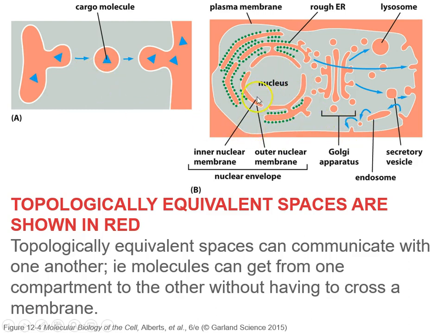Here's the nucleus and the endoplasmic reticulum, and then this is the Golgi apparatus and the lysosomes, and we have endosomes and secretory vesicles. Notice that they're all colored inside with red. So the inside of those organelles is topologically equivalent with the outside of the cell.